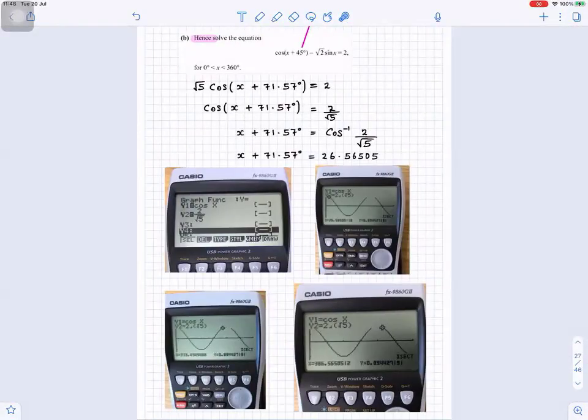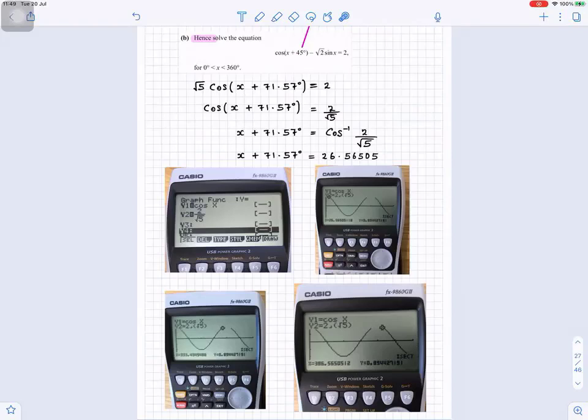Hence, solve the equation. If we want to solve this equation, we need to replace that with the root 5 cos x plus 71.57 equals 2. Take root 5 to the right, it becomes divided by root 5. Take the cosine to the right, we find inverse cosine of 2 over root 5. That gives you 26.56. So x plus 71.57 is 26.56.